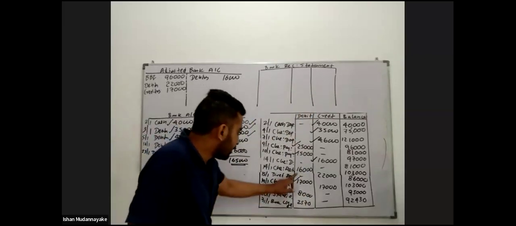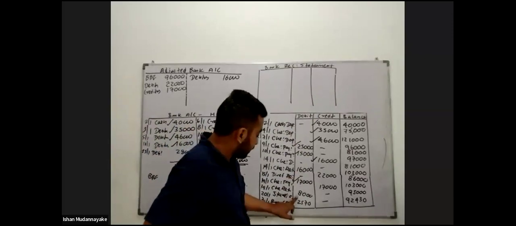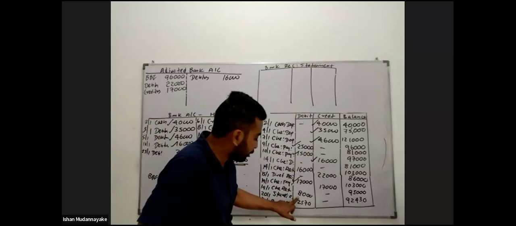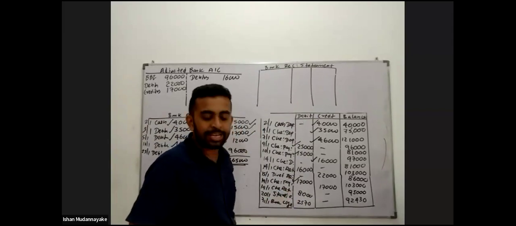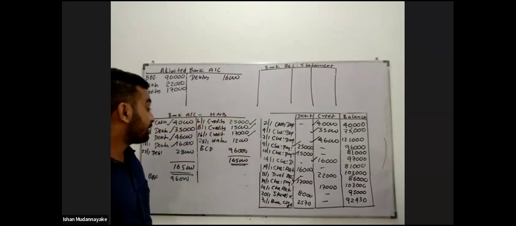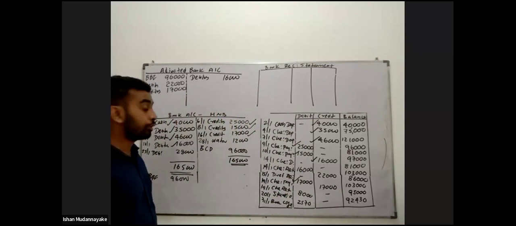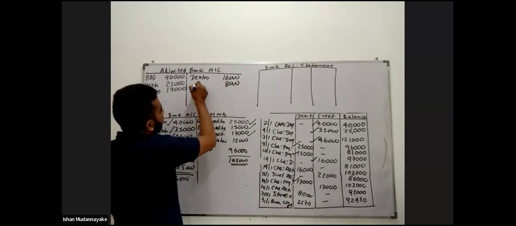Now look at the debit side of the bank statement, 8,000. What is 8,000? It is a standing order payment. You have not recorded the standing order payment, so you need to record it. Adjusted bank account credit 8,000.